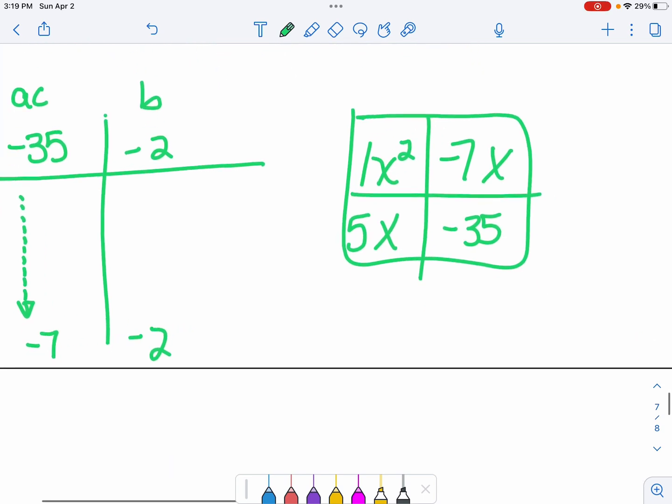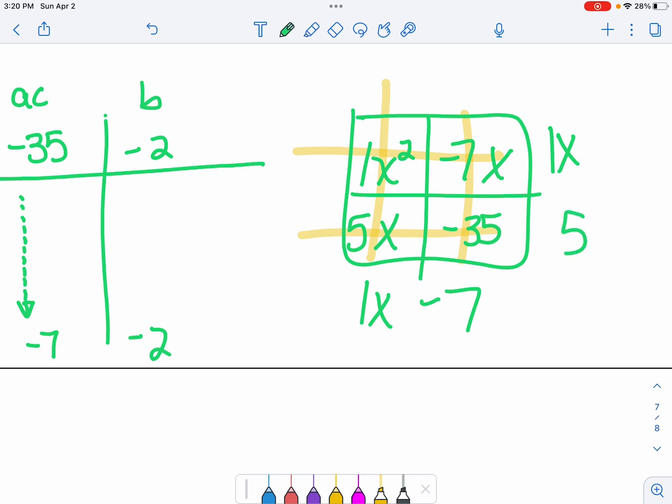Okay, what is the GCF of these two items? x. Good. What's the GCF of those two items? Is it 7 or -7? -7, because the top is negative. What's the GCF of these two items? I'm going to go with x again. What's the GCF of these items? 5, because the 5 is positive. Yep, when you pull top to bottom, you pull the top sign. When you pull left to right, you pull the left side.